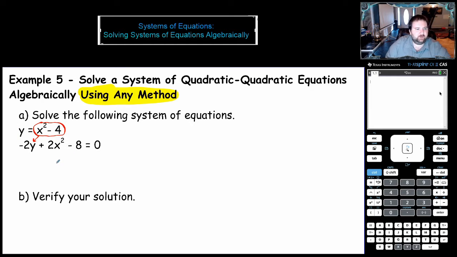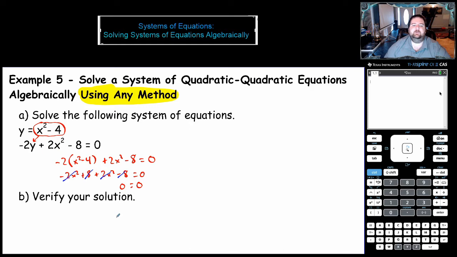So let's do this. So we have negative 2 times y, which is x squared minus 4, and then plus 2x squared minus 8 equals 0. And this is going to give us negative 2x squared. Negative 2 times negative 4 is plus 8, plus 2x squared minus 8 equals 0. And I'm noticing negative 2x squared plus 2x squared are going to cancel out, and 8 and negative 8 are going to cancel out. And that leaves us with 0 equals 0.